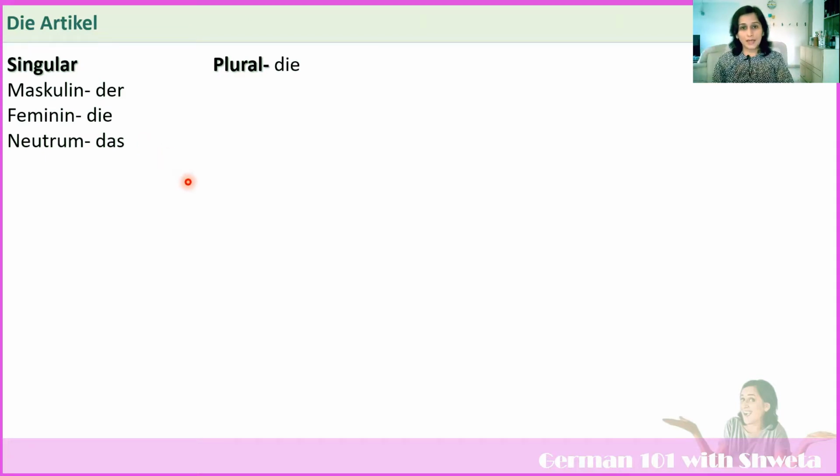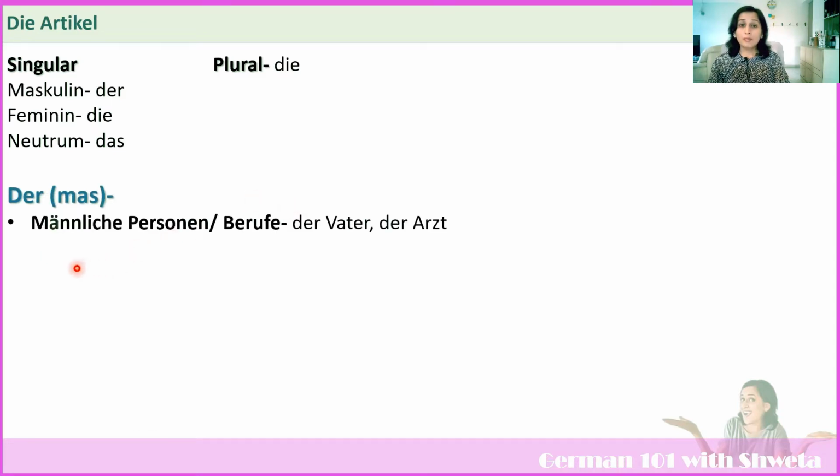Also note that all the nouns in the German language have their first letter capital. Always capital. Let's begin with the first article, der. Der is masculine. Männliche Personen und Berufe means masculine persons and professions. They generally have the masculine article. Zum Beispiel der Vater, father. Der Arzt. Arzt means doctor, but a male doctor.